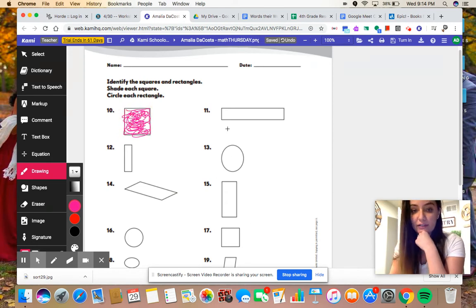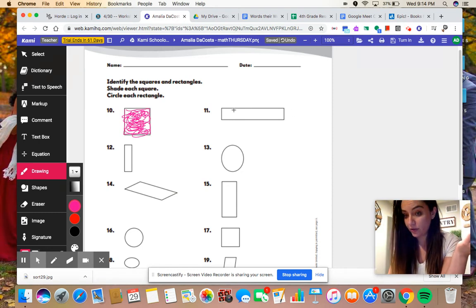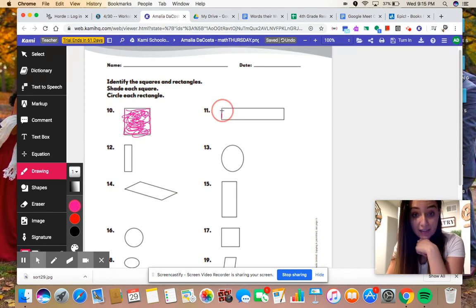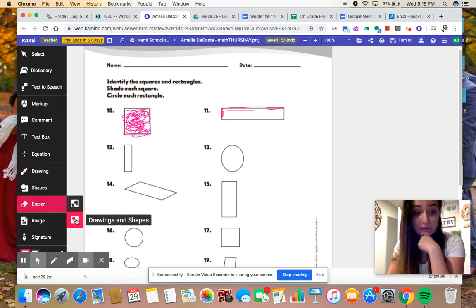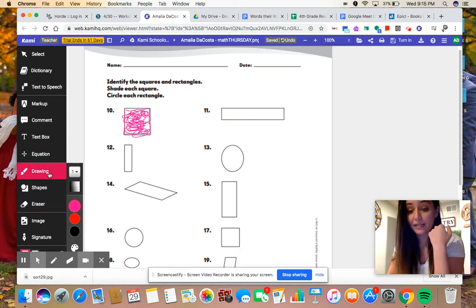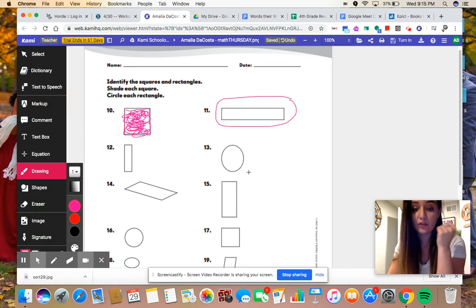Let's look at number 11. Is this shape a square or a rectangle? Yes, it is one of those two. Which one is it? Well, it's not a square, okay? How do I know that it's not a square? Well, because this side is not the same length as this side, okay? So, what is it? It is a rectangle, okay? So we are circling, right? Because the directions say to circle, we are circling the rectangles, okay?